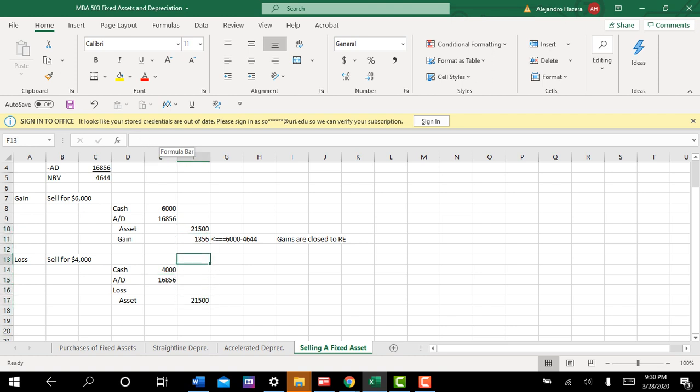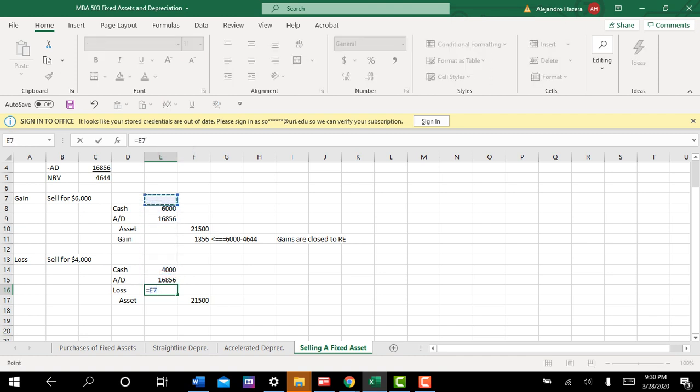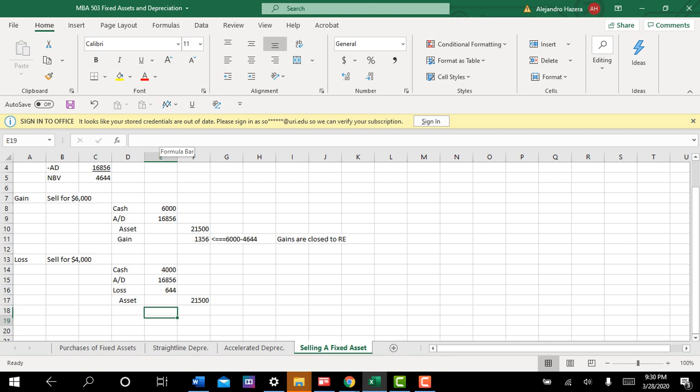Now, the amount of the loss is going to be equal to the net book value. You could do this in reverse, but the debit actually means that it's a negative adjustment to retained earnings. So the loss is going to be the net book value minus that 4,000 right there.